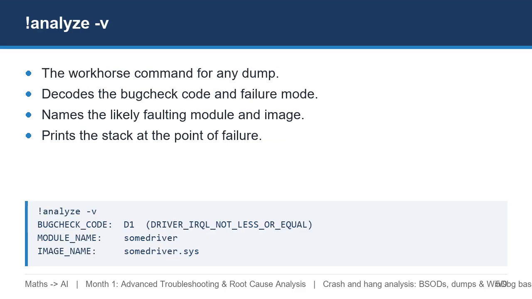The workhorse command is !analyze -v, analyze verbose. It decodes the bug check code, identifies the likely faulting module, and prints the stack at the point of failure. The bug check code classifies what rule was broken. For example, D1 means a driver touched pageable memory at too high an IRQL. Module name and image name point at the code that was executing when it faulted. That's your prime proximate suspect.